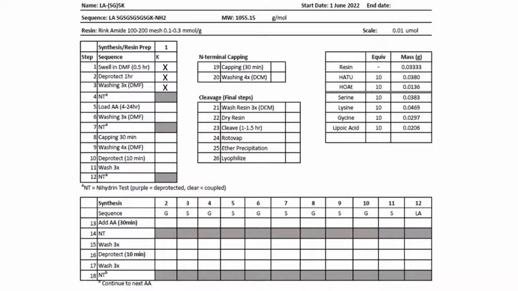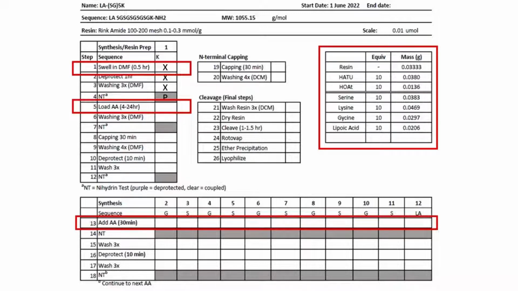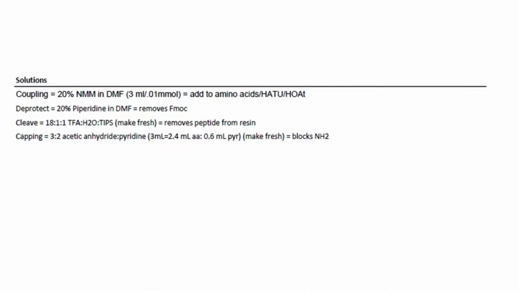The shaded boxes are for the anhydrine test, which is used to confirm that our coupling and deprotections are working. Whenever you reach this step, record your color results as P for purple or C for clear. During the steps that include weighing out the resin or the amino acid coupling components, refer to the mass table on the right. The solutions used in peptide synthesis are listed at the bottom of the sheet, as well as how to make them and what they are used for.